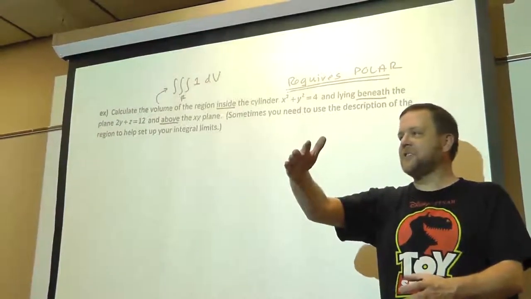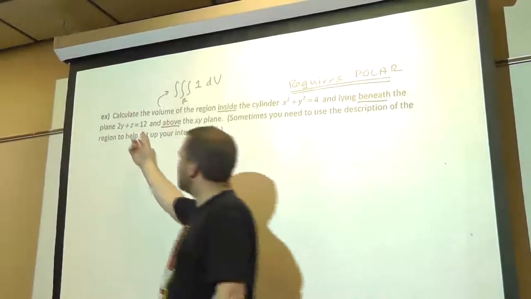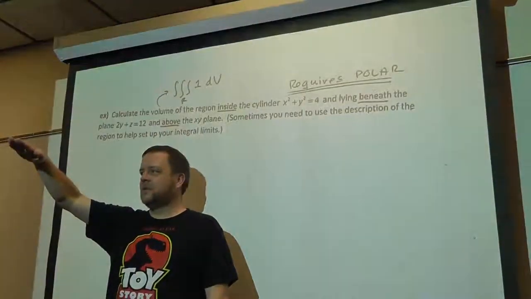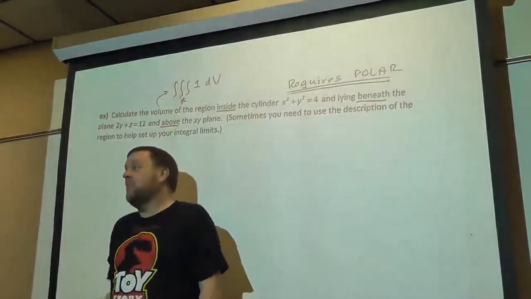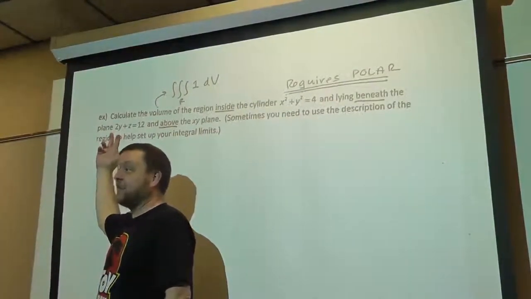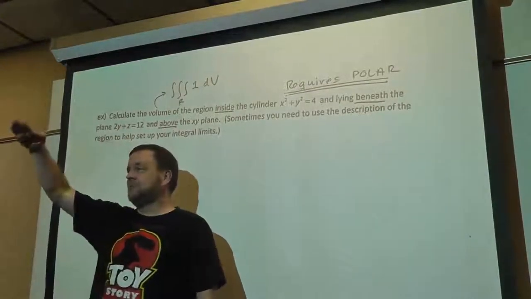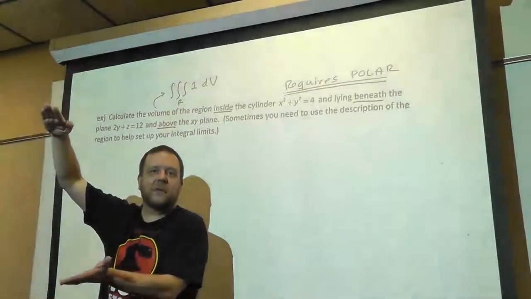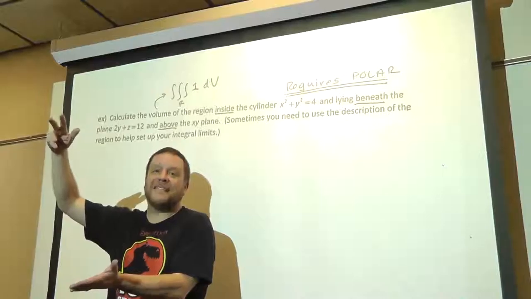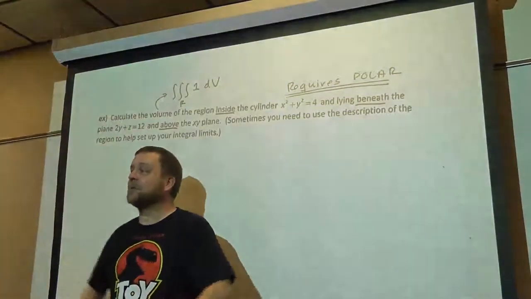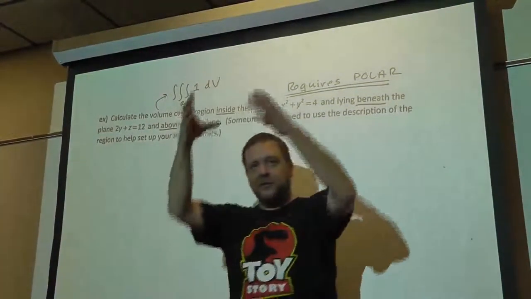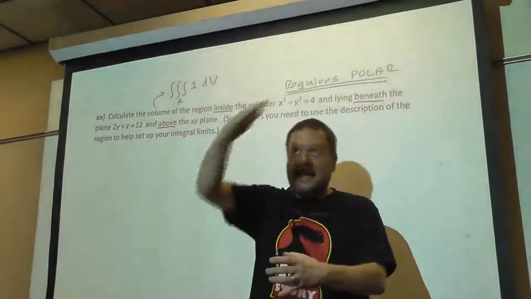So it sort of cuts it at a slant, possibly, because how do I know that's not a plane that's flat? Because you have y and z in the mix. If it were just z equals 12, that would be parallel to z equals 0, the xy plane, but it has 2y plus z equals 12, so it's a tilted plane. It's got a proper tilt to it. So cylinder, stuff inside it, beneath this plane.